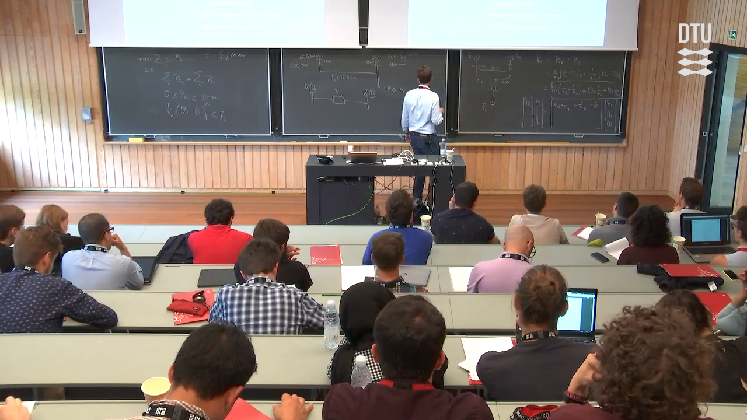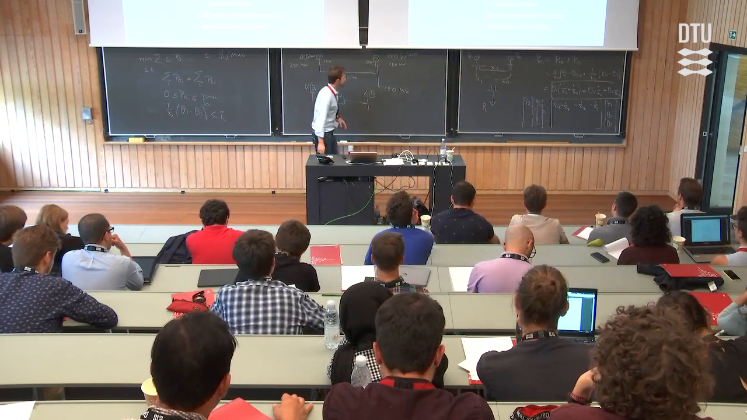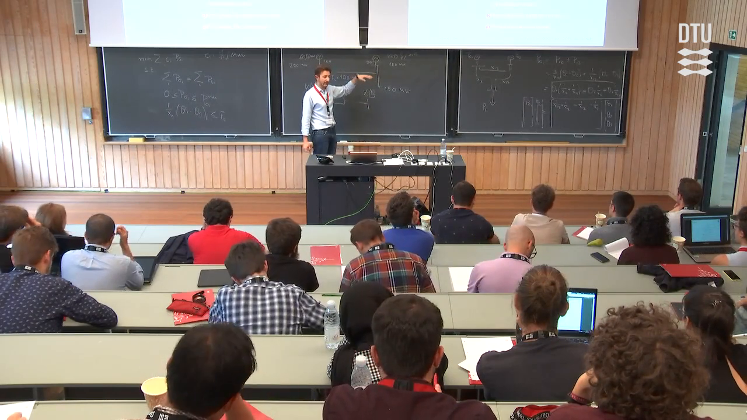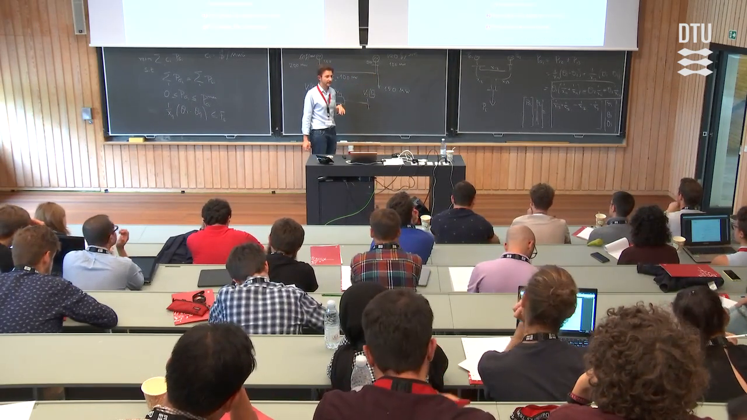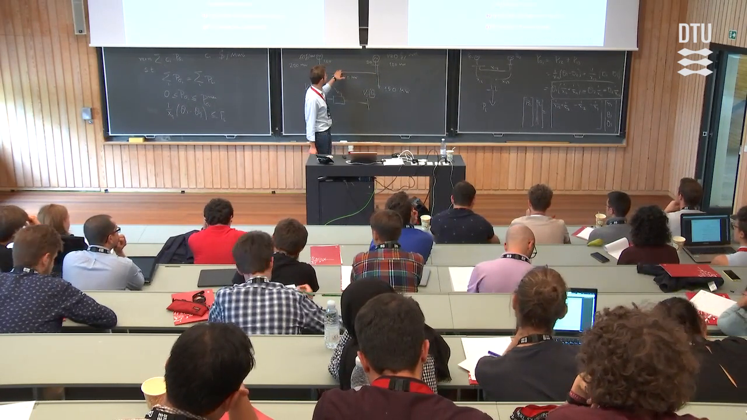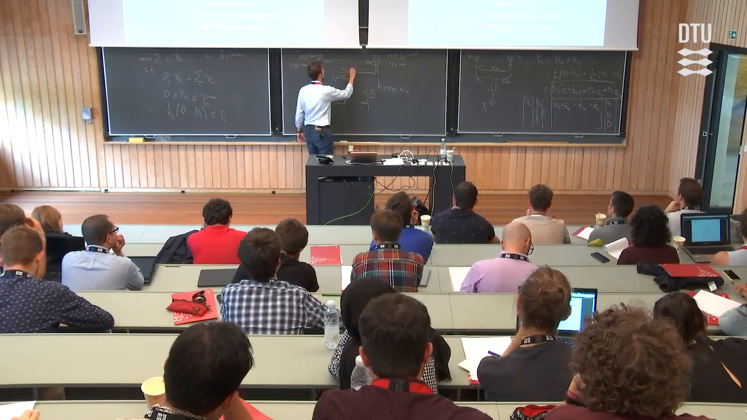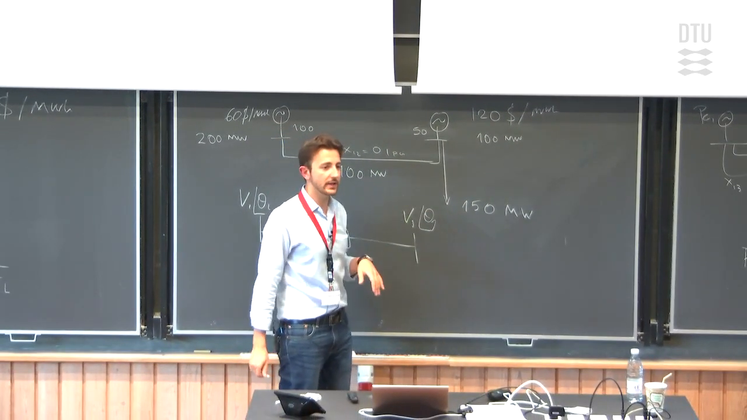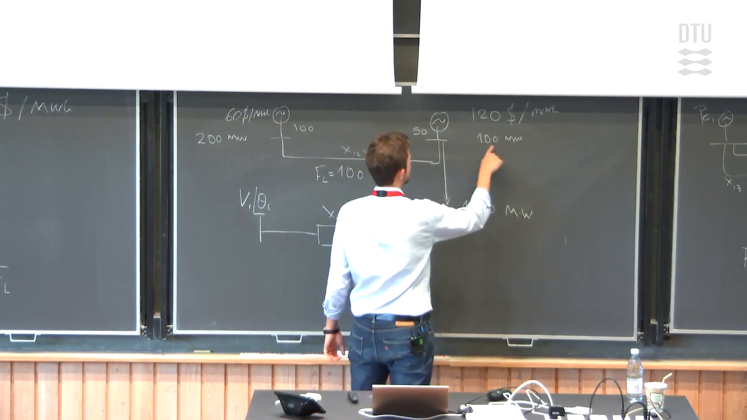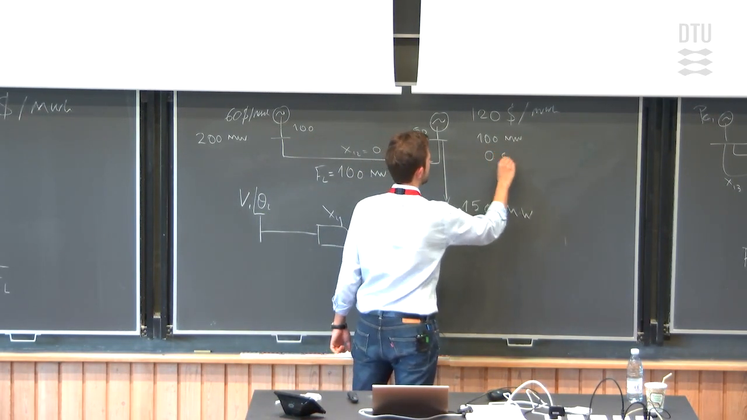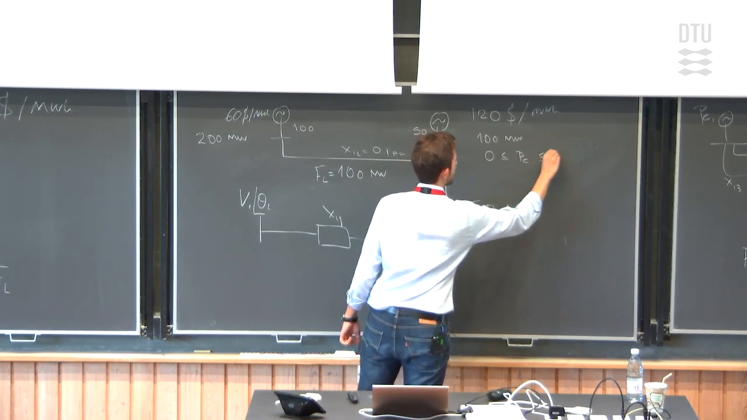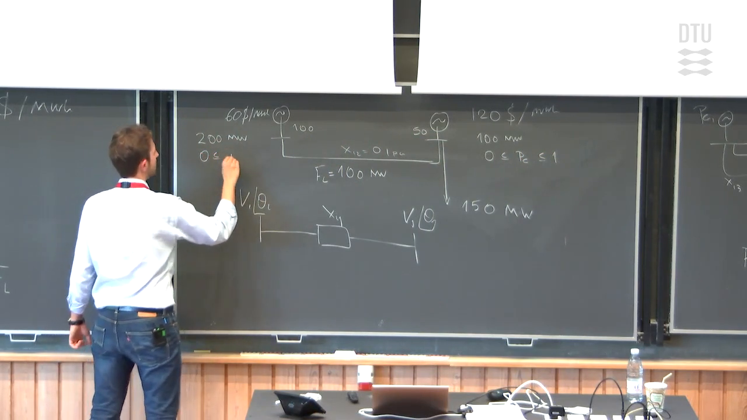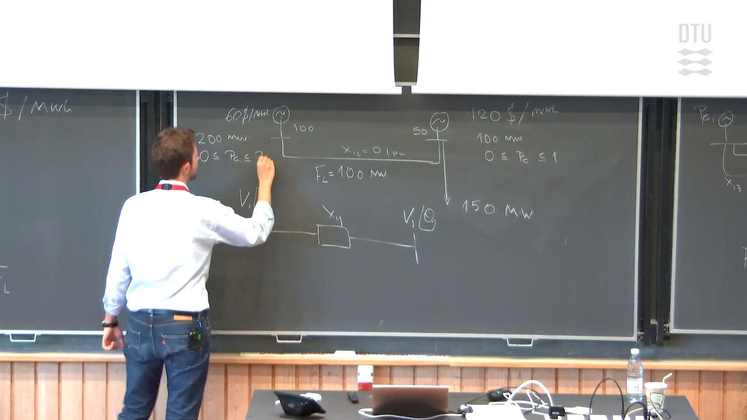OK, let me say that again. Let's suppose that I have a base power of 100 MVA, so this is in per unit. Here I can have, let's say, an x12 equal to 0.1 per unit, and I have a base power of 100 MVA. So this one here is going to have a limit between 0 and PG1, 1 per unit. This one here is going to have a limit of 0 to PG2, 2 per unit.